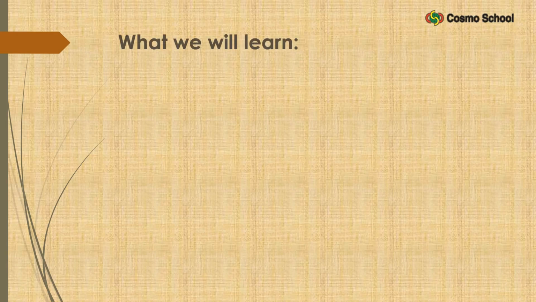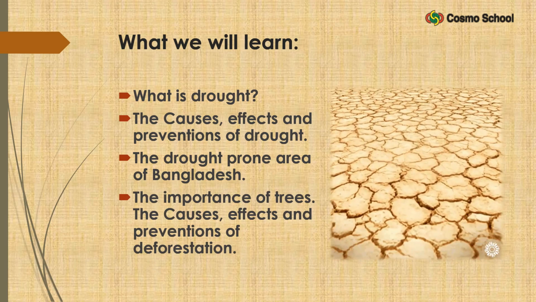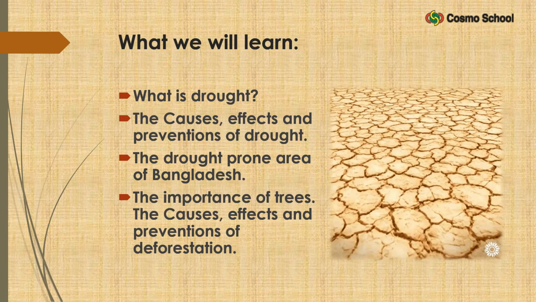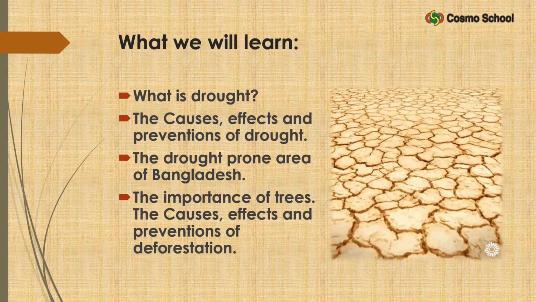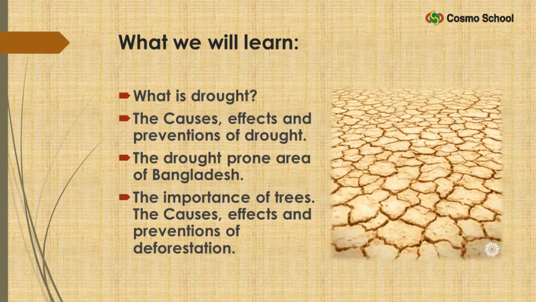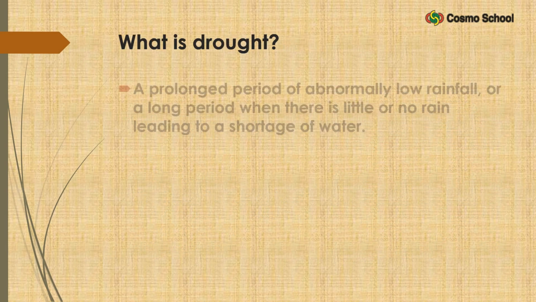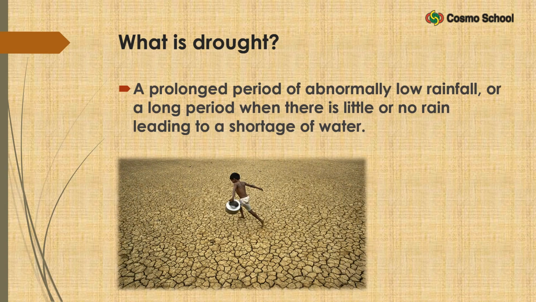From this topic, we will learn about what is drought, the causes, effects and preventions of drought, the drought-prone areas of Bangladesh, the importance of trees, and the causes, effects and preventions of deforestation. Now, let us start from the first point. At first, we have to know what is drought. A prolonged period of abnormally low rainfall, or a long period when there is little or no rain, leading to a shortage of water.